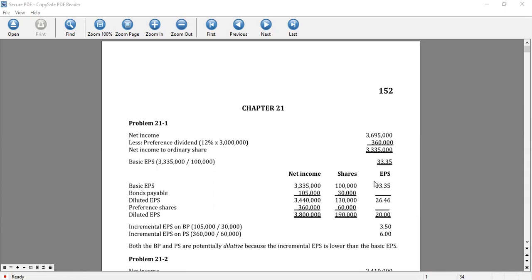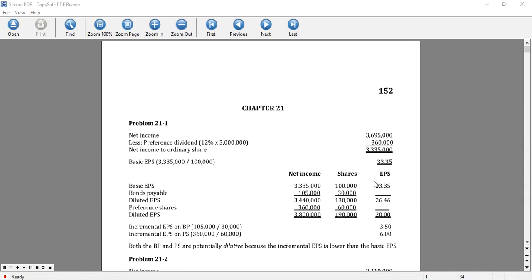Okay, good evening. Let's continue. The interruption was very long because of the brownout. So anyway, let's just continue in problem 21-1.